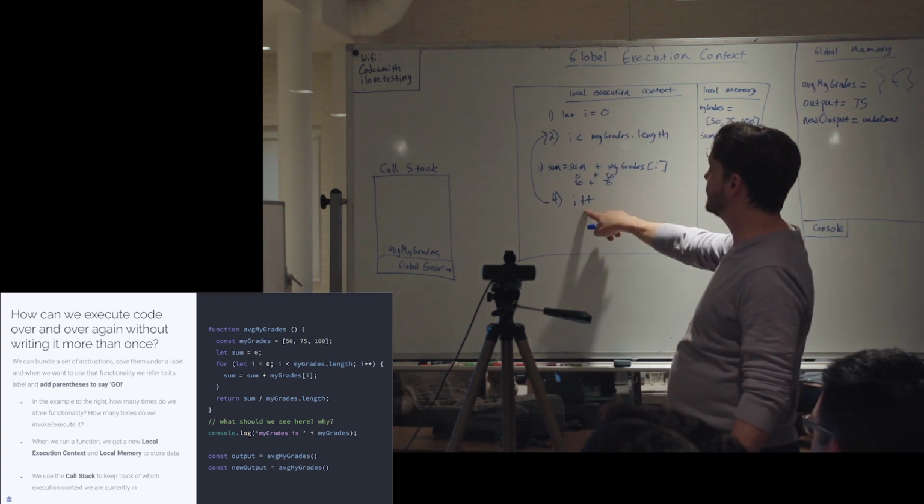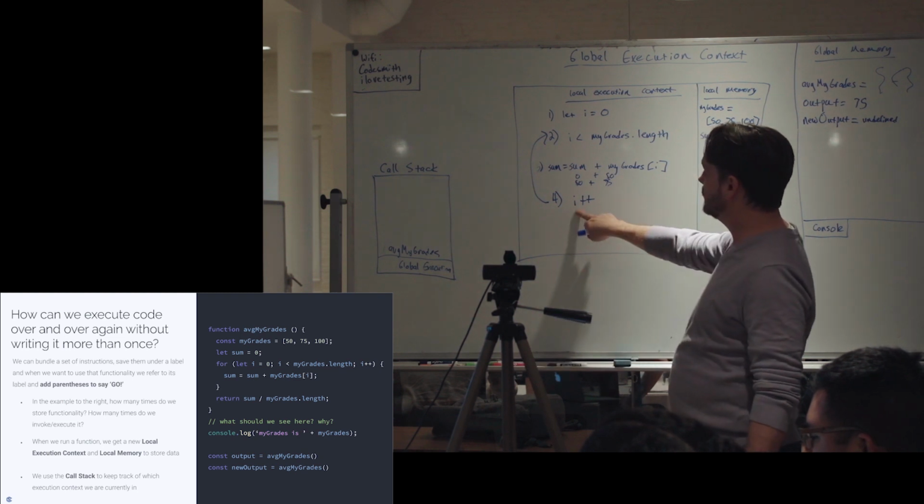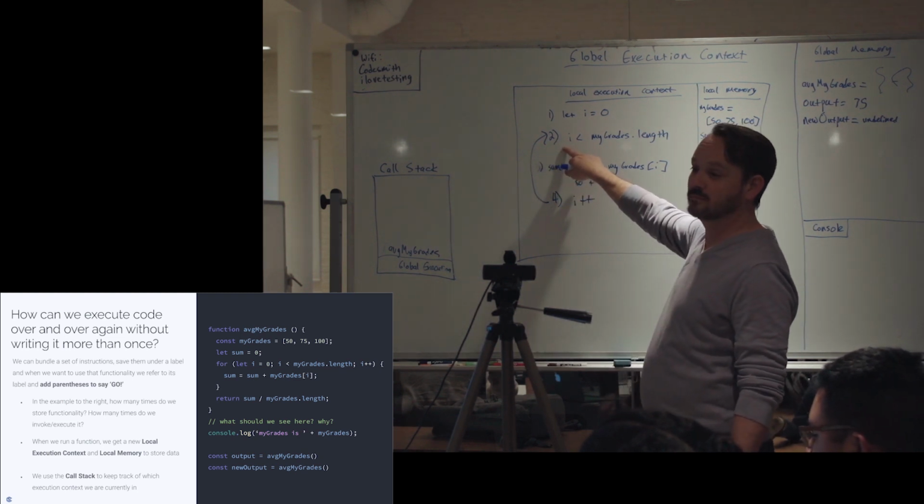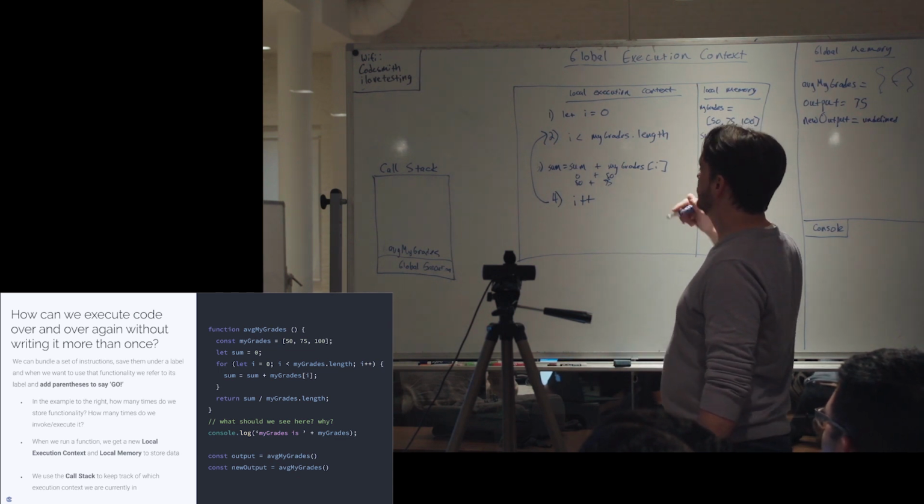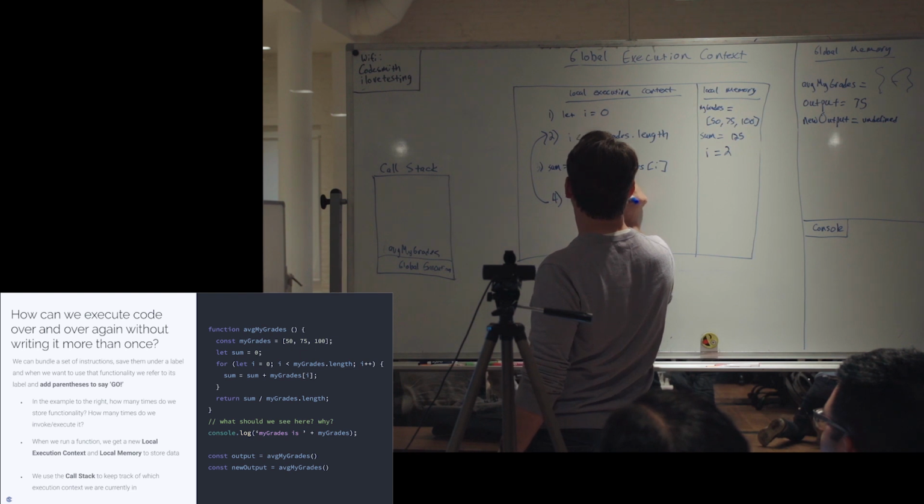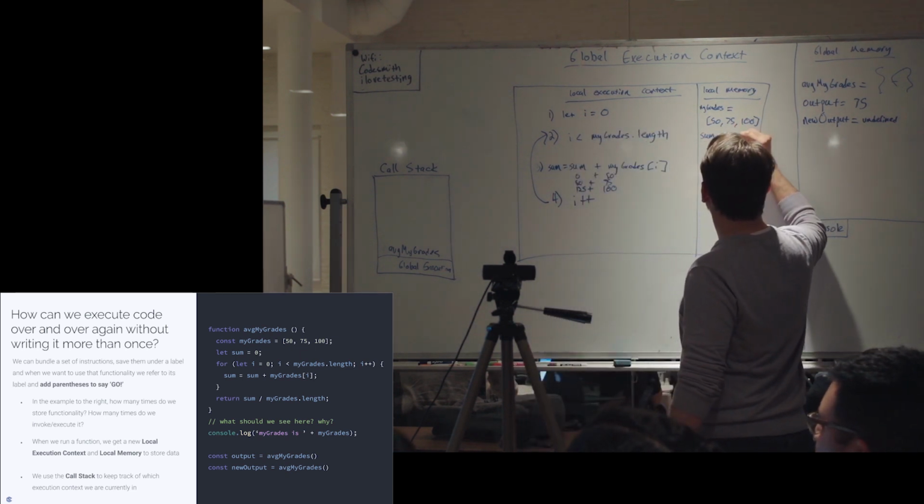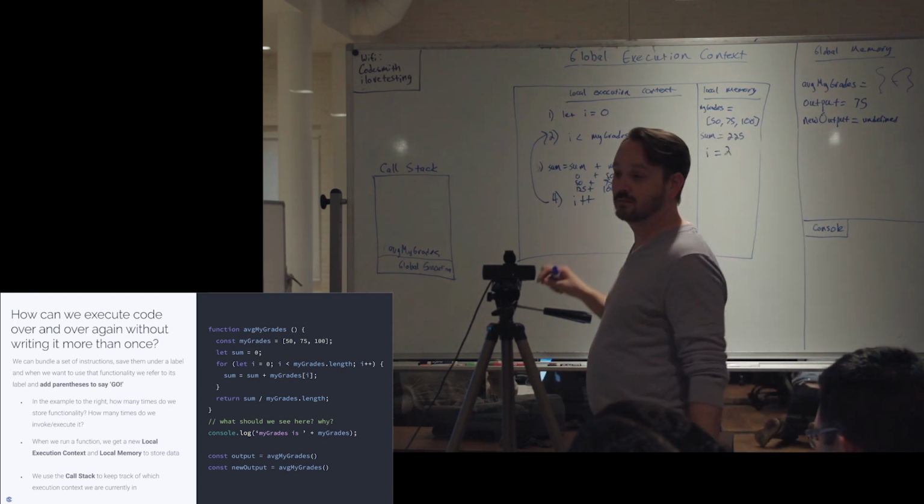Okay, but what are we incrementing? I. Okay, so we increment I, and then we go back up to here. And then sum plus, which is 125 plus 100, which is 225. Okay, and then, I'm so sorry. And then we go and check it.